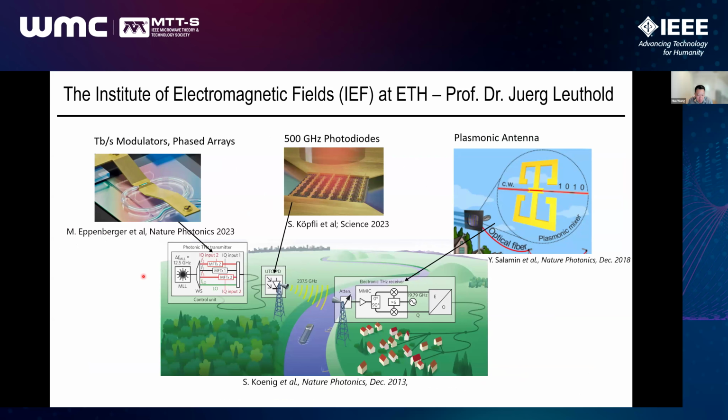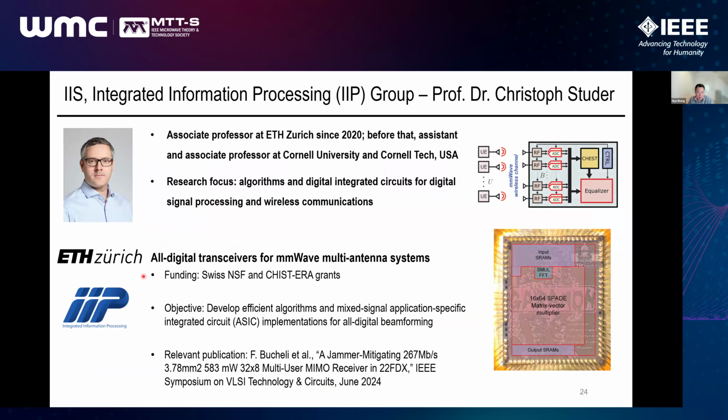From modulators to photodiodes to plasmonic antennas, this is the research portfolio of my colleague, Professor Christoph Studer. He is an associate professor with tenure at ETH Zurich. Before that, he was an assistant and associate professor at Cornell University and Cornell Tech. He is focusing more on the algorithms and the digital parts of the communication chain, and also sensing and the applications. His research is mainly sponsored by the Swiss National Science Foundation, and also the CHIST-ERA grants.